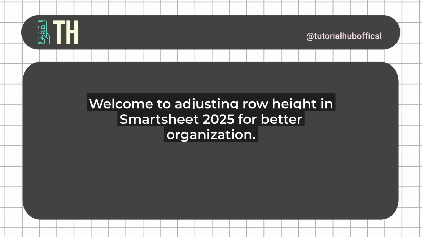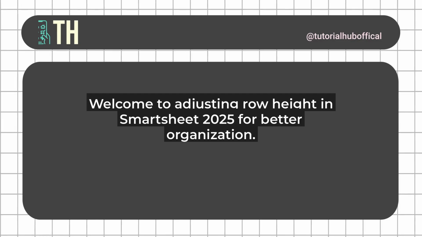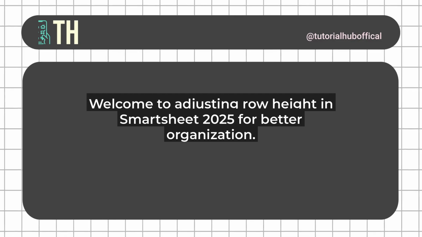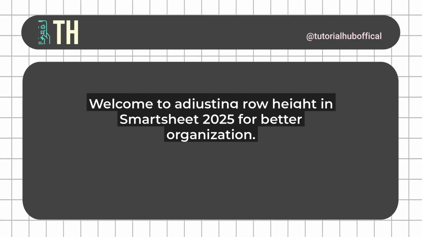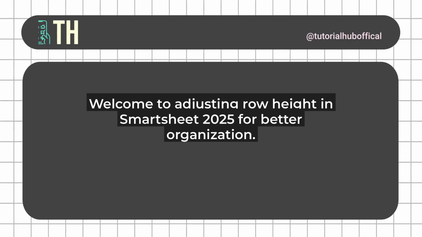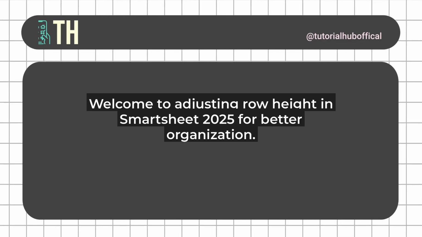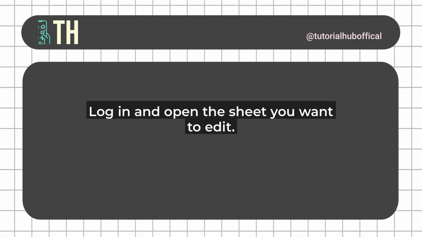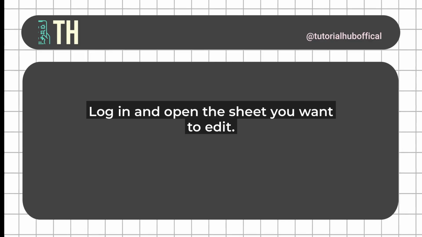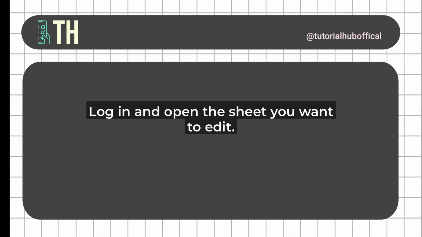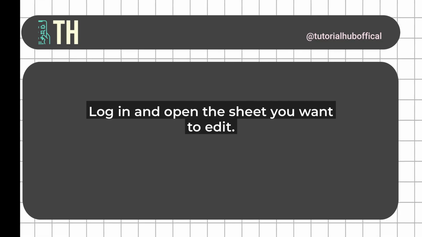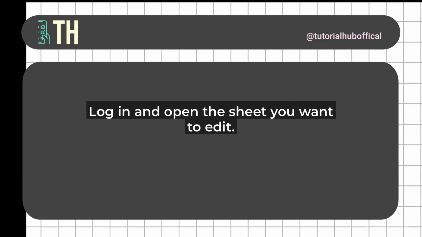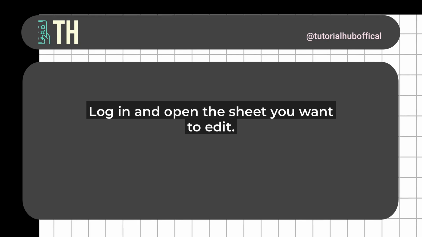Today, in episode 103, we're tackling how to adjust row height in Smartsheet 2025. Whether you're dealing with bulky text, images, or just want your sheets to look more professional, adjusting row height is a game changer for better visibility and organization. Let's dive right in. First things first, make sure you're logged into your Smartsheet account and have the sheet open that you want to edit.